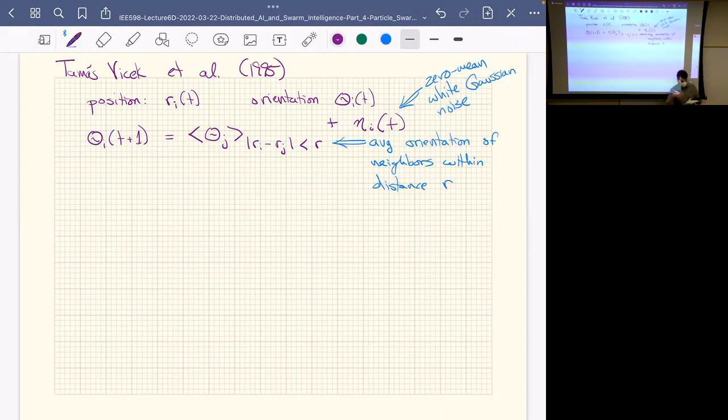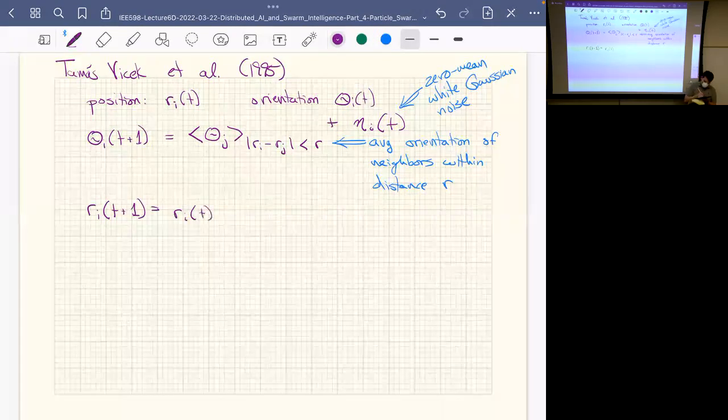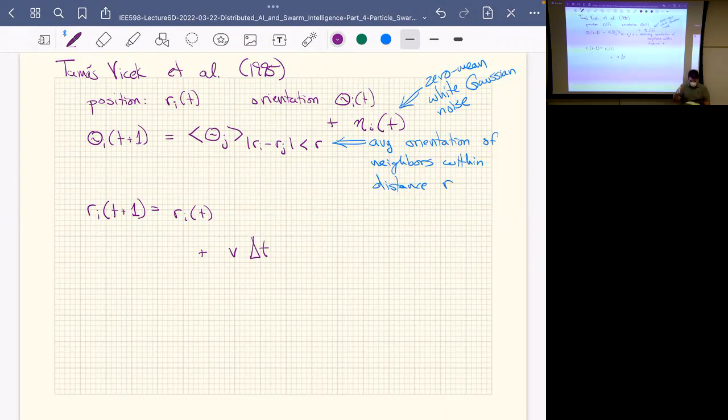Then we actually have to have them move, and we just have them move like a so-called unicycle. So the position at the next time point is going to be the current position plus a constant velocity, v, times some delta t, which we assume is between these time steps. Imagine these are discrete time samples. And then because r is a vector, we multiply this by cosine of the orientation and sine of the orientation. And this is a so-called unicycle model.